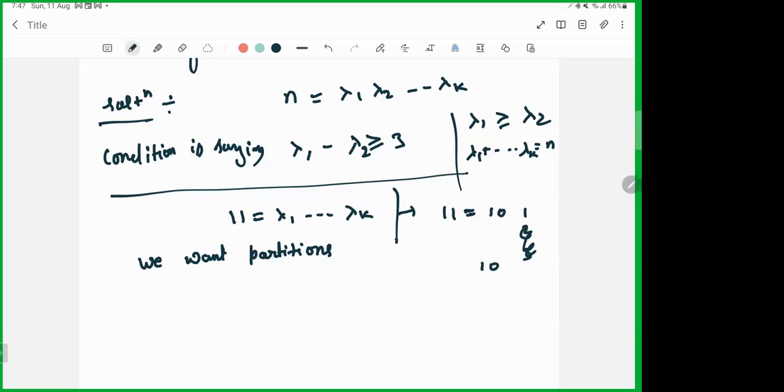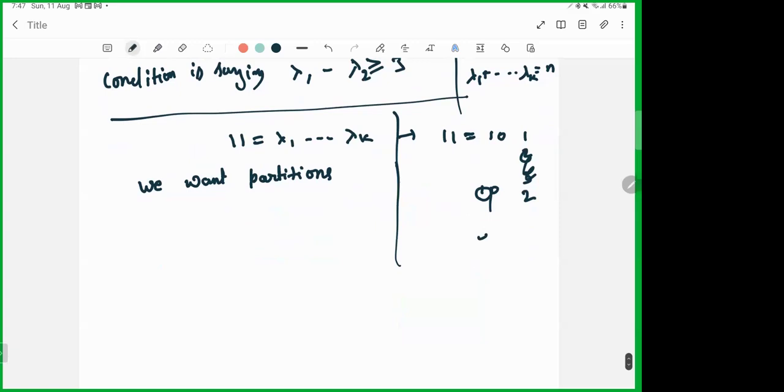No, this is not correct. If lambda 1 is 10, then lambda 2 can only be 1. Oh yes, sorry, I mistakenly thought it was equal to 3. Yes, lambda 2 can be only 1. If this is 9, then lambda 2 should be 2, and 2 has the partition 1 1. If it is 8, then this can be 3, and the possible partitions of 3. Then 7 and 4, the difference is 3, so you can do all partition cases.